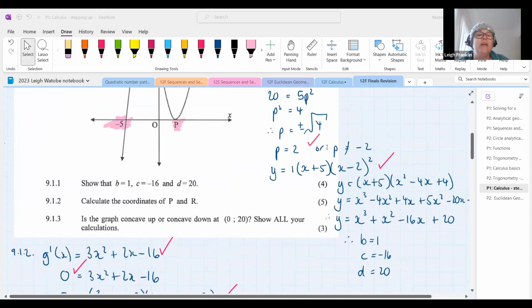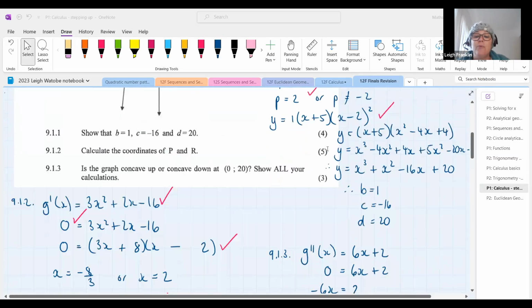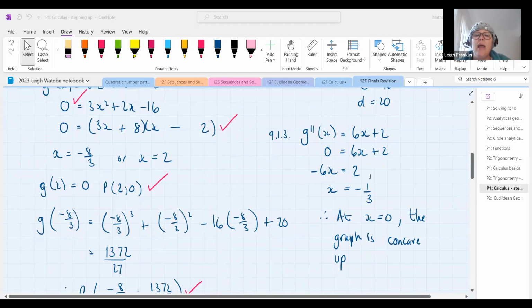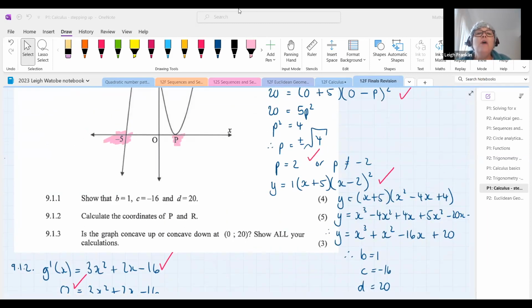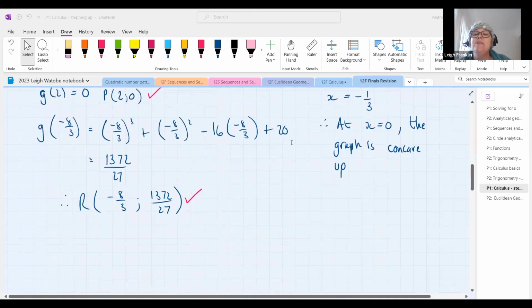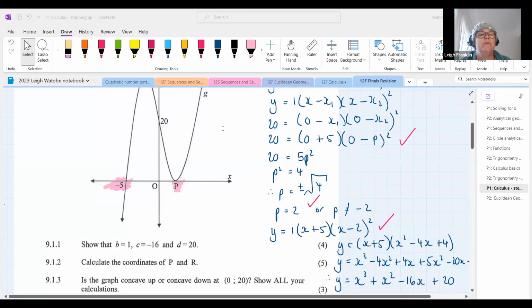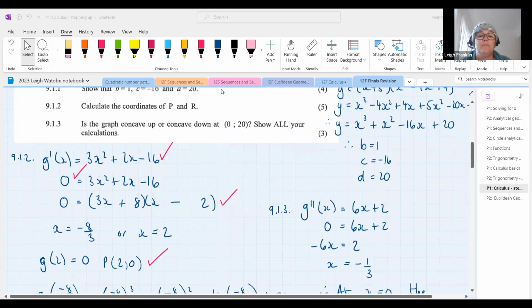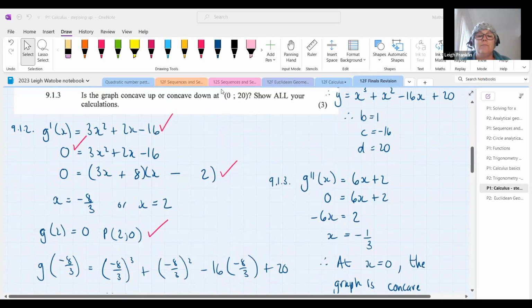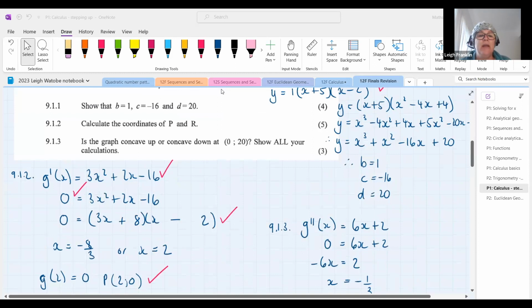So that's where the concavity changes. All right, so before -1/3, the graph is concave down. After -1/3, it's concave up. Okay, so at x equals 0, the graph is concave up, not concave down. Okay, does that make more sense now, Gugu? Sorry, I also just needed to look at it again. Everybody happy with that?